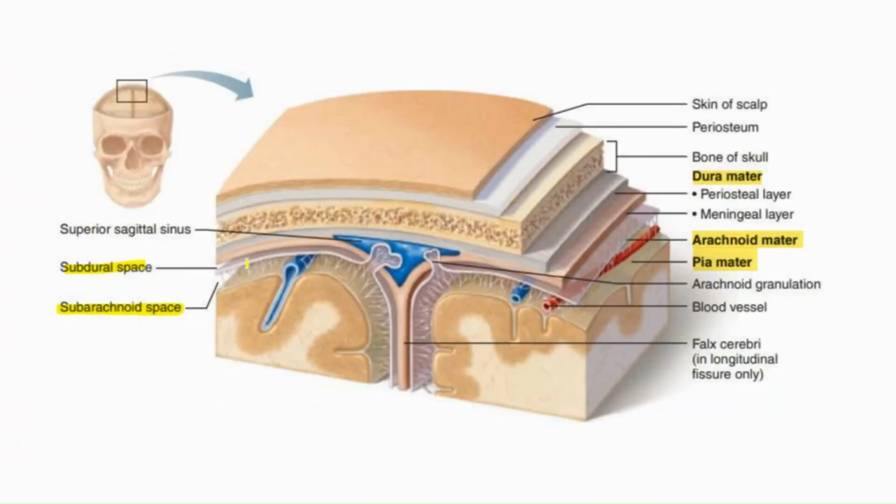High arachnoid matter. You can see these granulations, these protrusions. They protrude through the dura mater here, and they reach the superior sagittal sinus, or the venous sinus here. This will have an important function that we will discuss, but just remember the structure here. Okay, so it has protrusions outside and spider web-like projections inside.